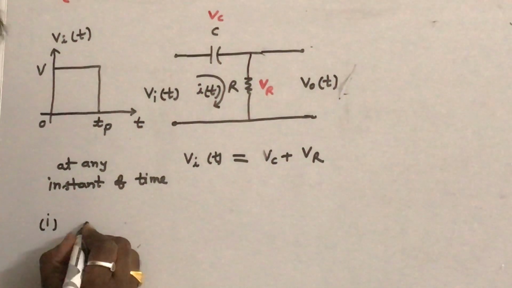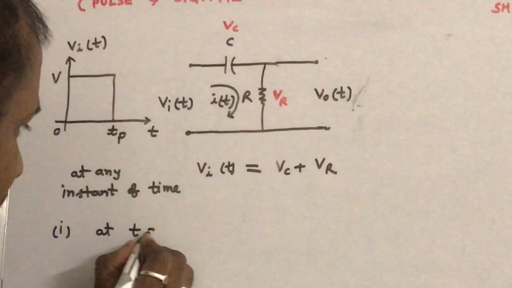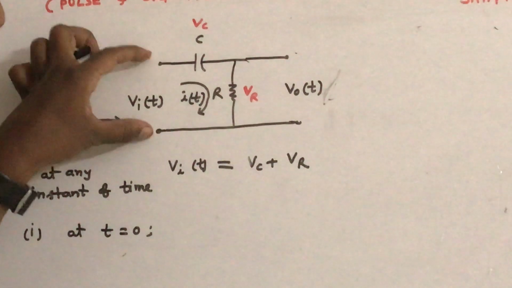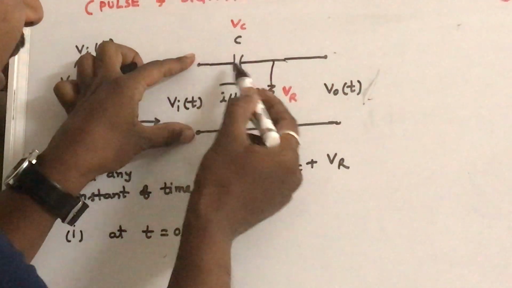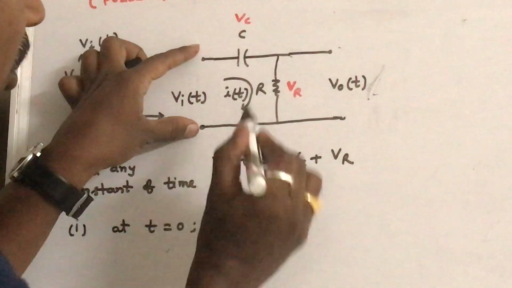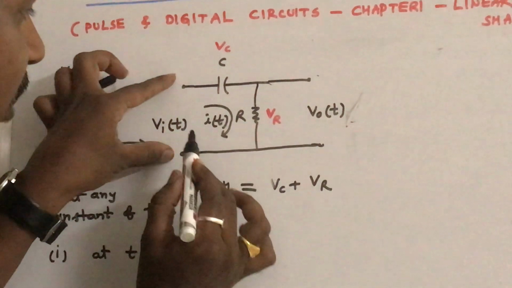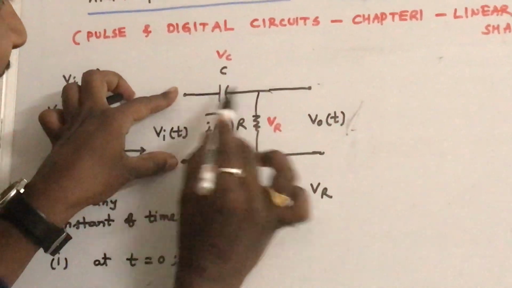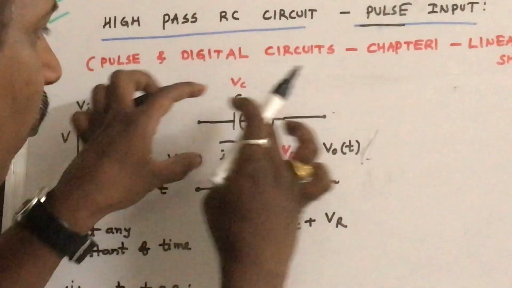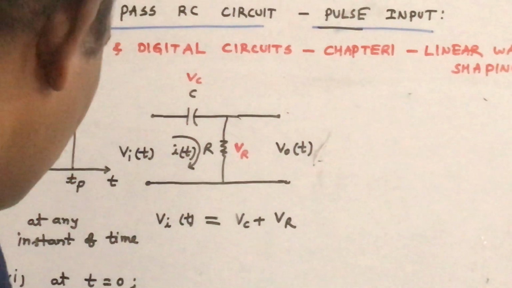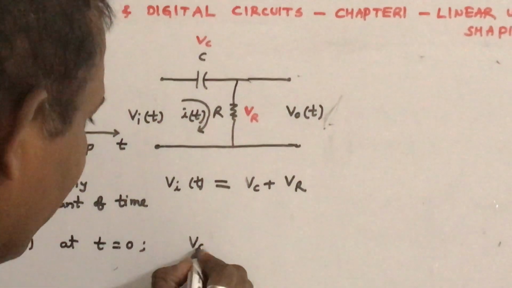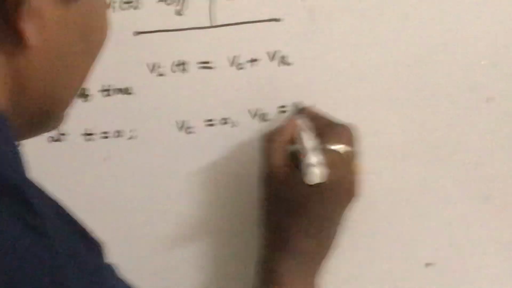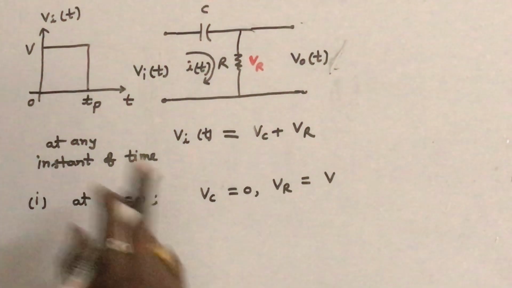Number one, at t is equal to 0. At t is equal to 0, what is the input voltage to the circuit? V volts. Assume that the initial voltage across the capacitor is 0. Therefore when we apply a voltage V volts at t is equal to 0, there is no voltage across the capacitor. The capacitor acts as a short circuit. Therefore this entire voltage appears across the resistor. So at t is equal to 0, the voltage across the capacitor is 0, hence the voltage across the resistor is V volts. Therefore 0 plus V is V volts.